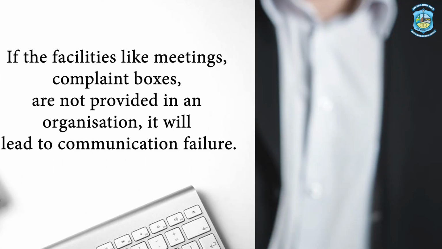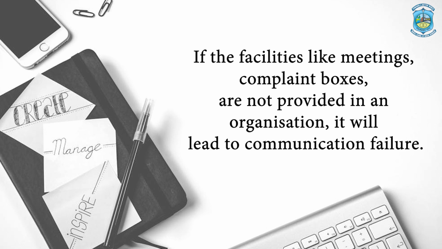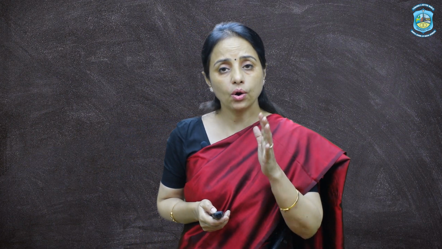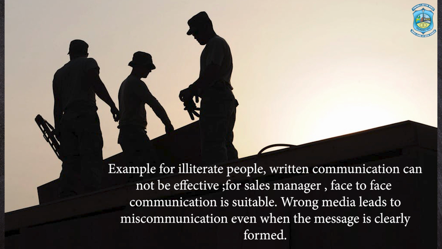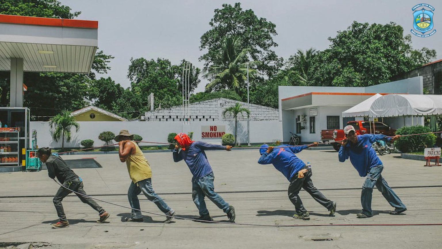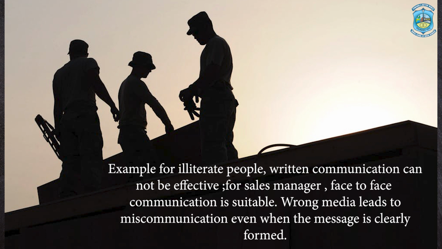Organizational facilities, the next one. If facilities like meetings, complaint boxes, suggestion boxes are not provided in an organization, it will lead to communication failure. The next very important organizational barrier is wrong choice of channel. For example, for illiterate people. Now, who are the illiterate people in an organization? You'll wonder. The labor class, the workers, the class 4. Written communication cannot be effective. You want to tell them something and you put the notice on the notice board, and then you expect that they must read that notice board. No. For a sales manager, face-to-face communication is suitable. Wrong media leads to miscommunication even when the message is clearly formed.